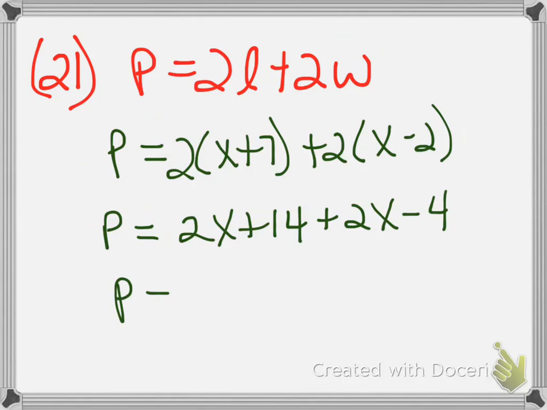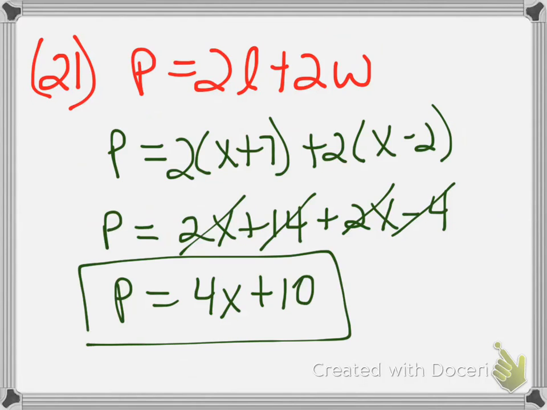So P is going to be 2x and 2x is 4x. 14 minus 4 is 10. So P equals 4x plus 10.